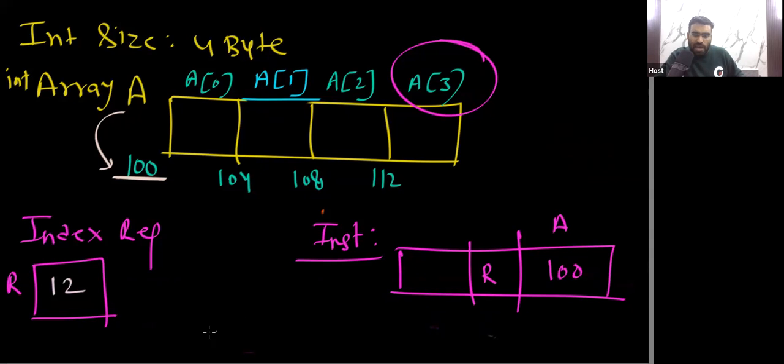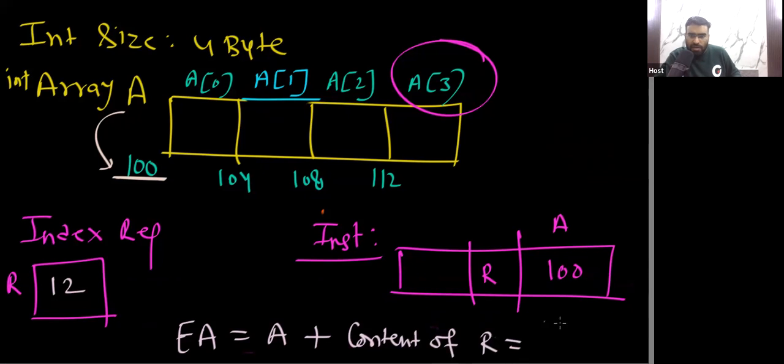Because ultimately, what will be the effective address? That is A plus the content of R. The content of R is 12, so finally the effective address is 112. Understood? Let me know.